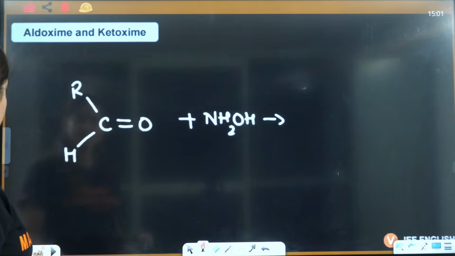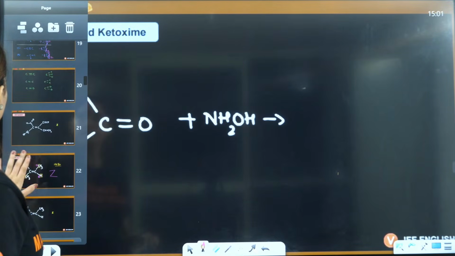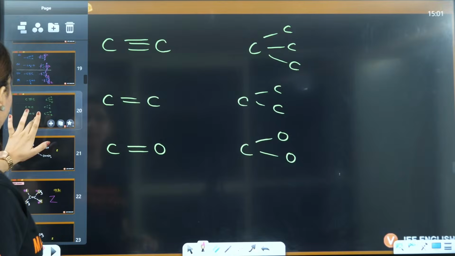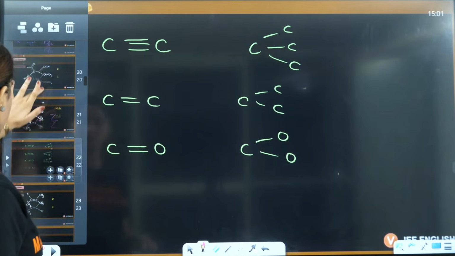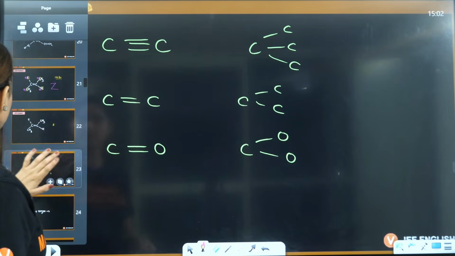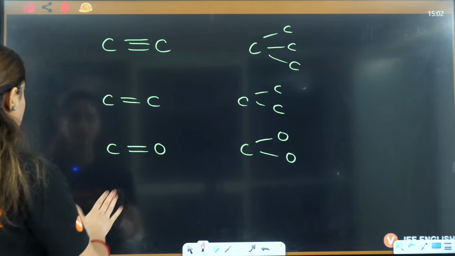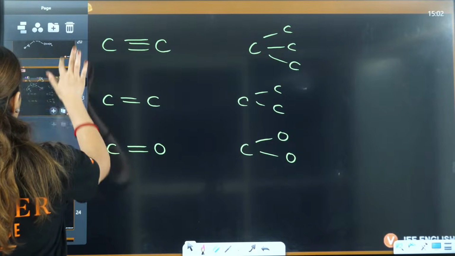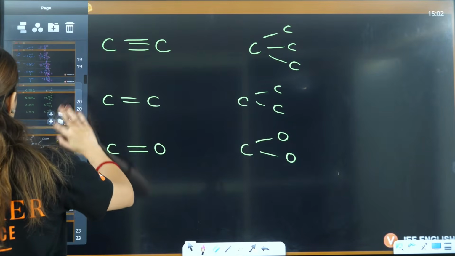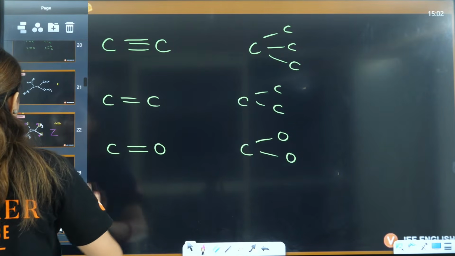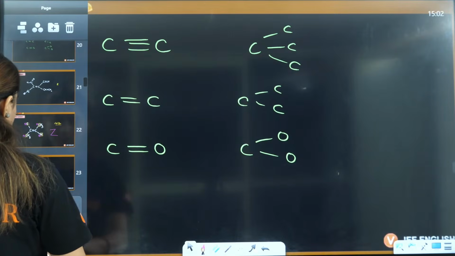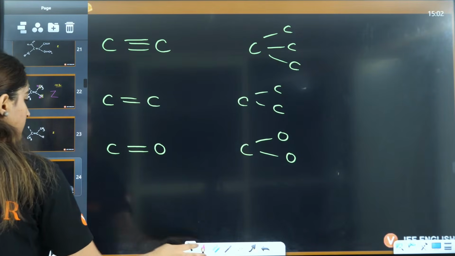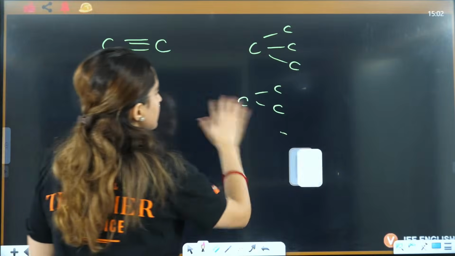Okay, right? Okay, wait a minute guys. Now I'm going to draw some really interesting structures for you. Right, wait a minute. Let me just do that. Just give me a second. I'll just do that. Okay. Yes. Right. Let's do that. Okay.